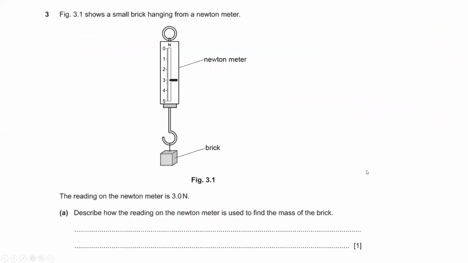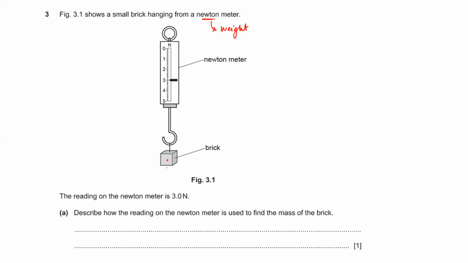So moving ahead, next part, question number 3. It says that figure 3.1 shows a small brick hanging from a Newton meter. Remember, it's a Newton meter. It is measuring weight. The reading given on the Newton meter is 3 Newton. So the weight of the block is 3 Newton. Describe how the reading on the Newton meter is used to find the mass of the block.